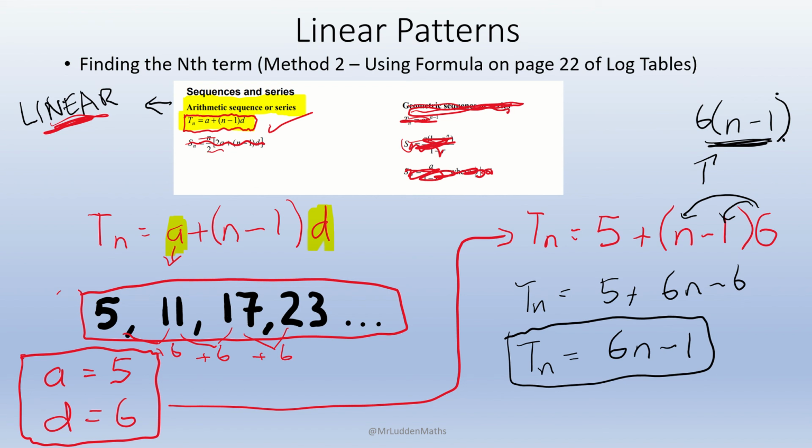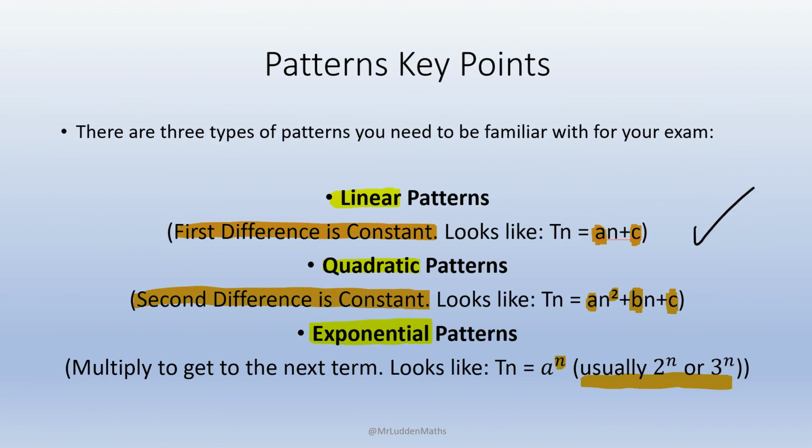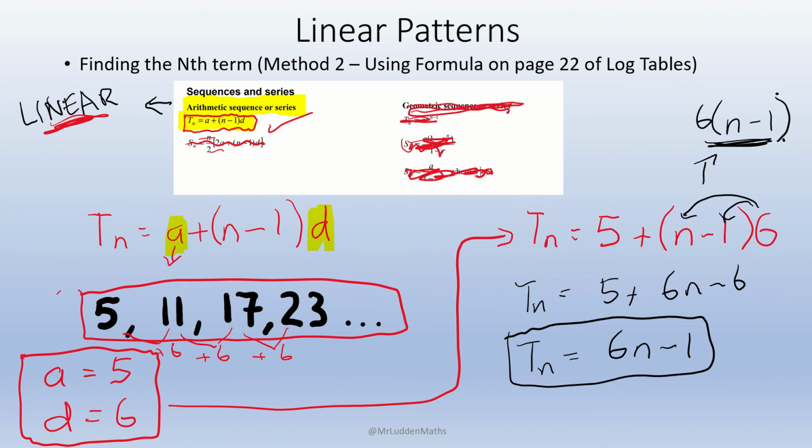Alright, I'm back. We just finished off on linear patterns there. So the next thing we're going to have a look at, just to go back to our key points, that's our linear patterns, and the two things there we covered. Our first difference is constant, and our answer is going to look like something n plus something at the end. So if we look at the last thing we did, Tn for this answer here, Tn is equal to 6n minus 1. Well, it does look like our general form of Tn is equal to an plus c, and in this situation my c would be minus 1 and my a would be 6.